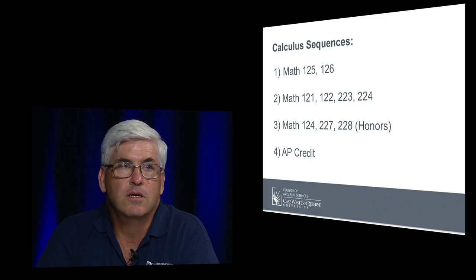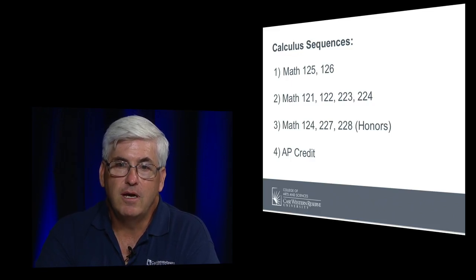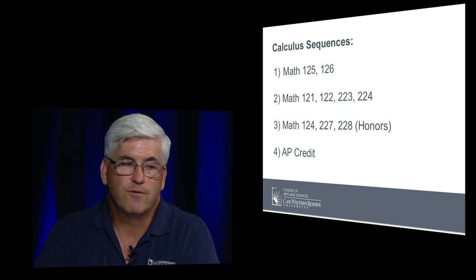If you got a 4 or 5 on the BC exam, that would give you 8 credits. So if you were in the Math 125, 126 sequence, you would be done with your calculus. If you're in the Math 121, 122, 223, 224 sequence, you would start in Math 223 and move from there.